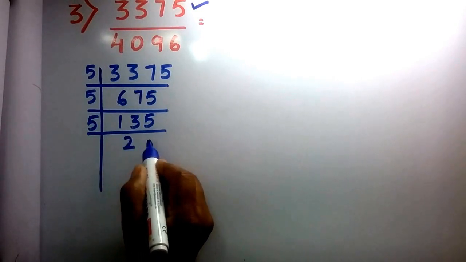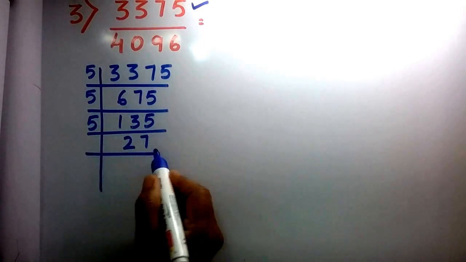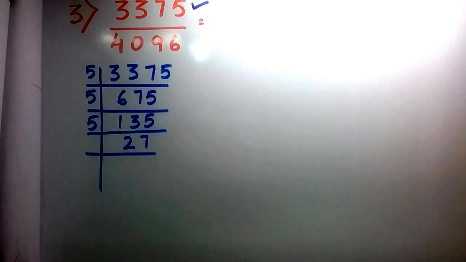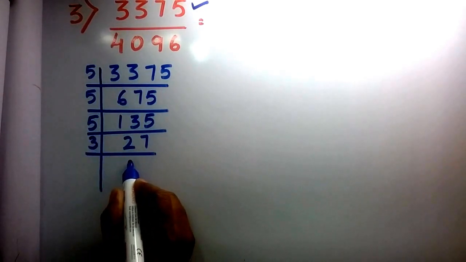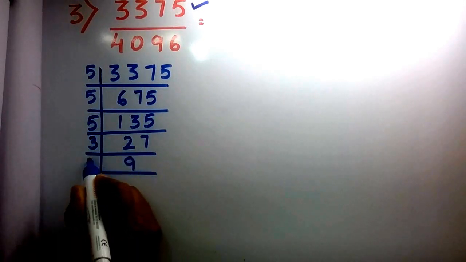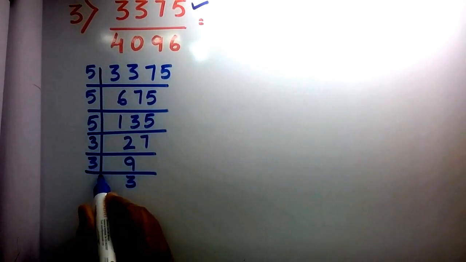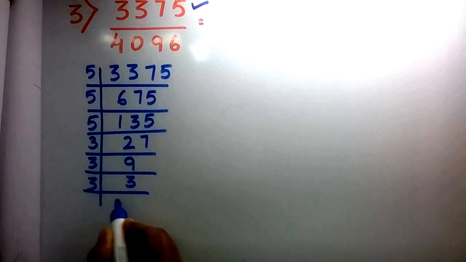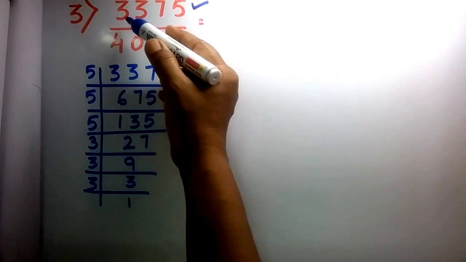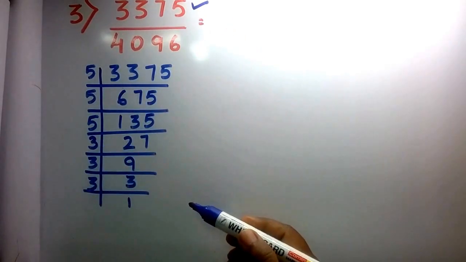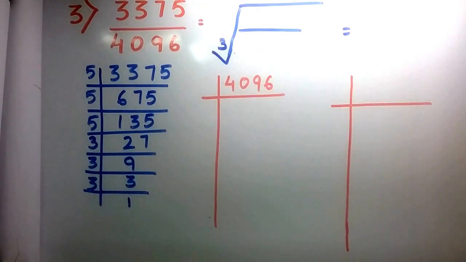5 twos are 10, 5 sevens are 35. Now it is 27, which comes in the 3 table. That shows this number is divisible by 3. 3 nines are 27, 3 threes are 9, 3 ones are 3. So altogether these are the factors of 3375. Next we'll find the factors of 4096.